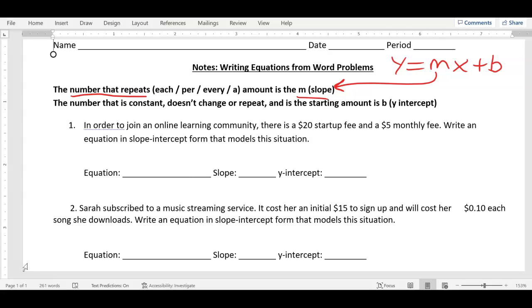Now, underneath that, go ahead and underline this. The number that is constant, okay? Constant means it does not change, okay? It happens one time. It doesn't keep happening over and over. That is my B, my y-intercept, okay?